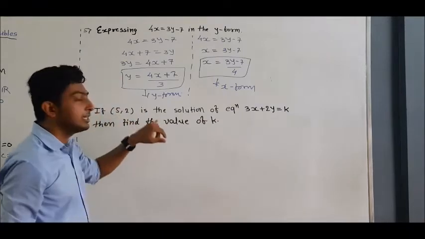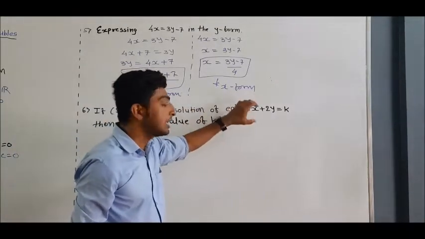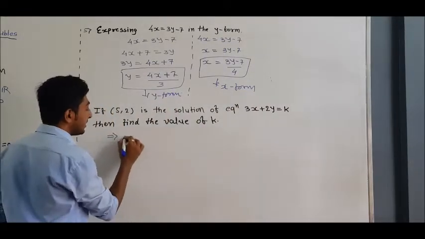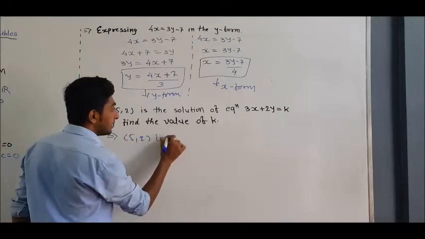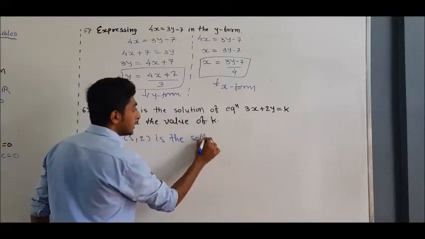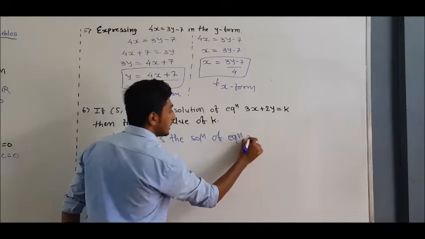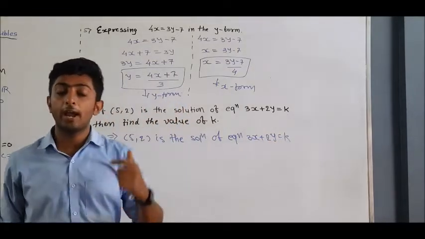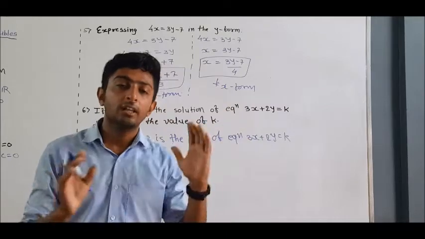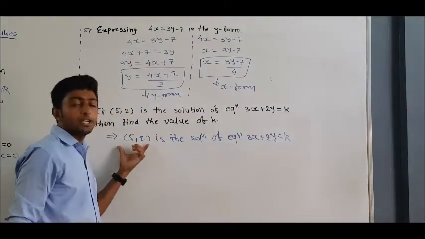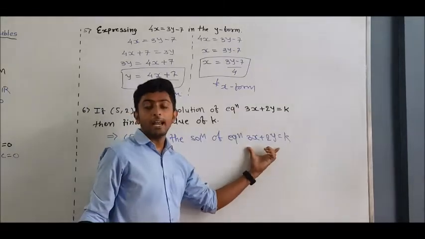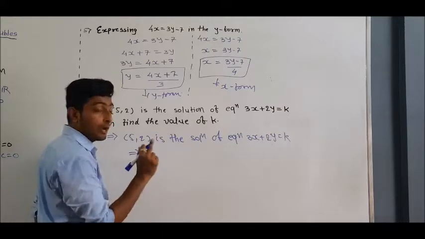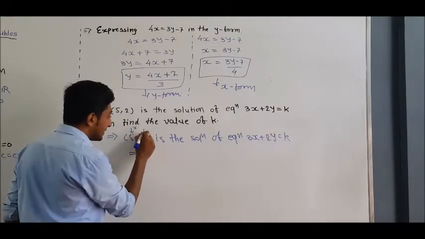So if (5, 2) is the solution of the equation 3x plus 2y equal to k, then find the value of k. First of all, here it is given that (5, 2) is the solution of the equation 3x plus 2y equal to k. That means I need to substitute the values of x and y in the given equation, or we can say that if I substitute the pair in the given equation, then I will get the value of k. Let us find out. Let us substitute x equal to 5 and y equal to 2, this is the value of x and this is the value of y.